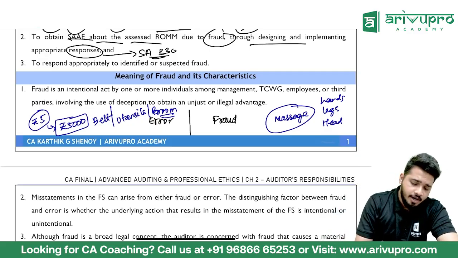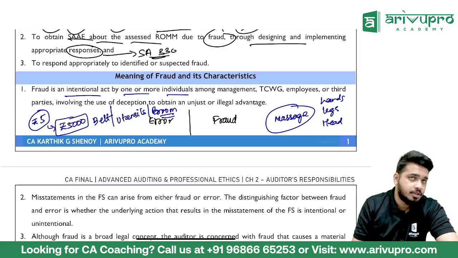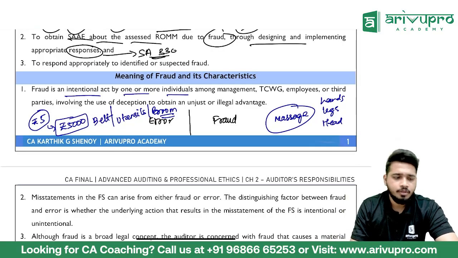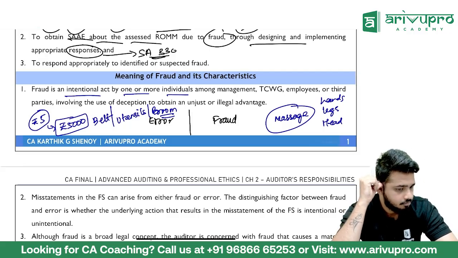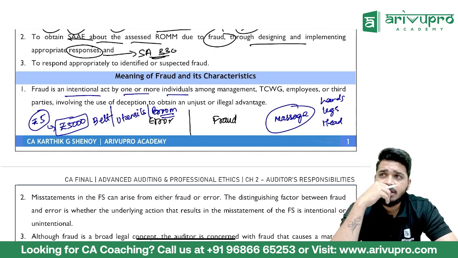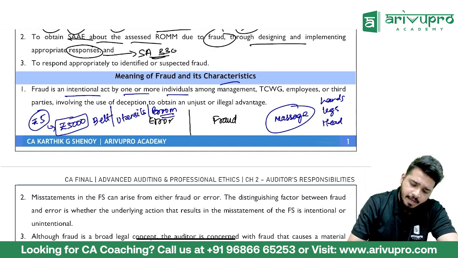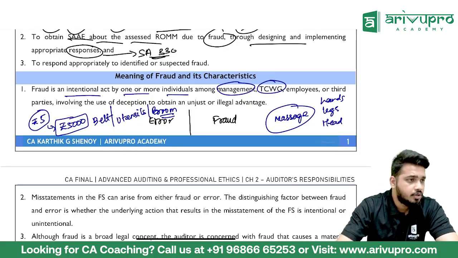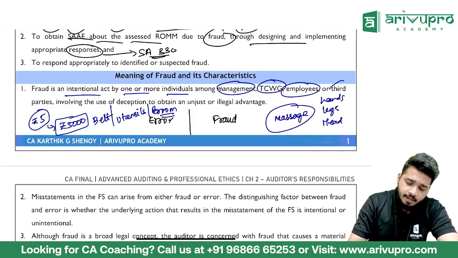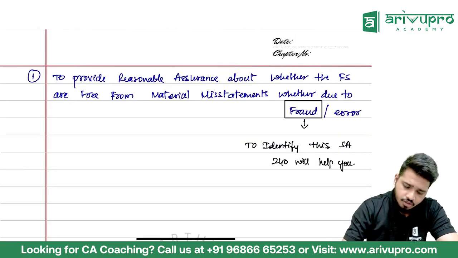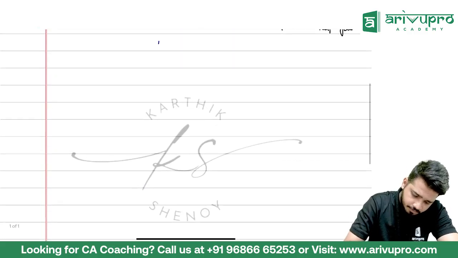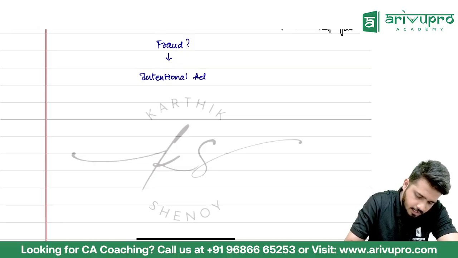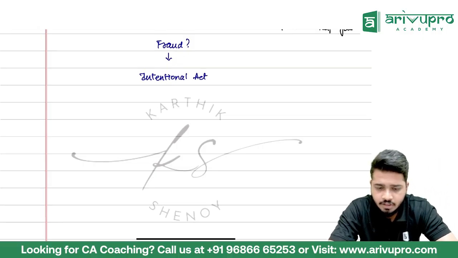Okay. So fraud is an intentional act by one or more individuals. Sir, who can do fraud? Anyone, sir. Anyone can do fraud. Number one, could be management only. Could be TCWG only. Could be employees also. Or even third parties. Right? So, what do you mean by fraud? What is fraud? Intentional act. Clear?